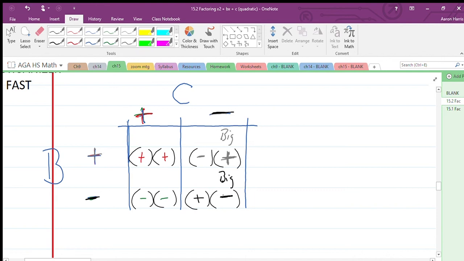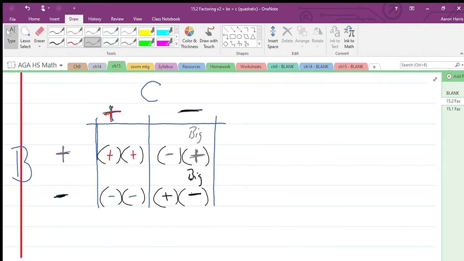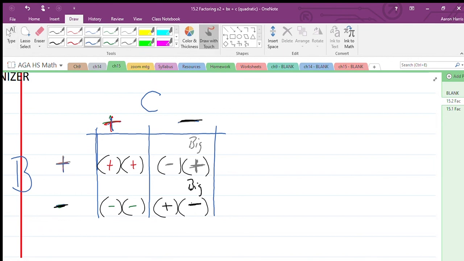Okay, so I'm going to write it nice and neat as you go through, because you know me, I like it nice and neat. So C, when it's positive and when it's negative.